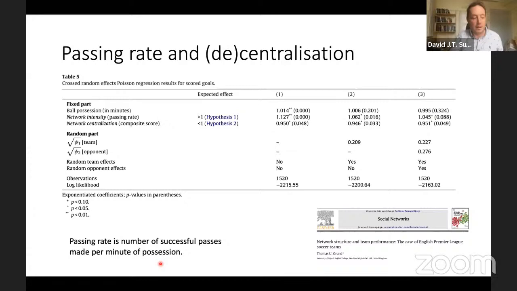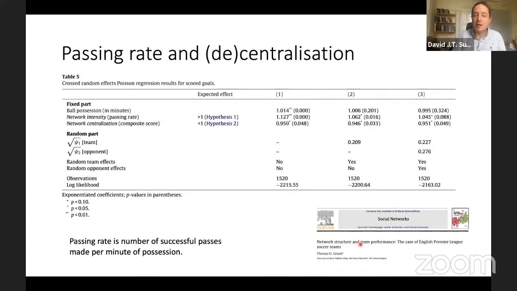I've got some very nice studies of this type. A question came up about passing intensity. If you look in the academic literature compared to what you see written on Twitter or something like that, very seldom does it come up what passing rates teams have. So this is the number of passes while in possession of the ball, so number of passes divided by possession time.